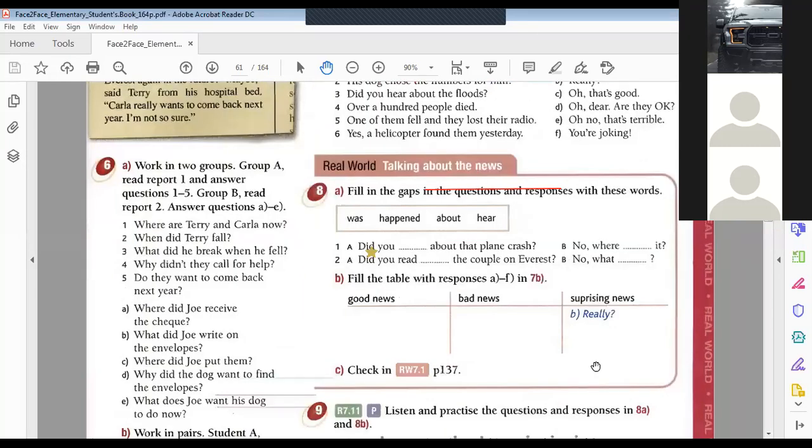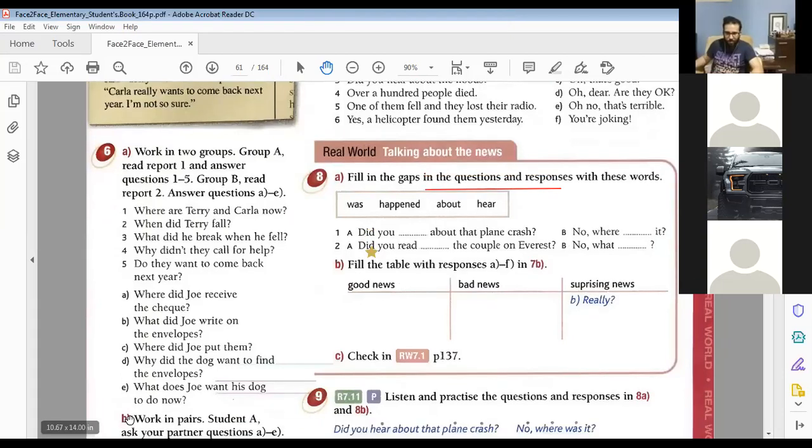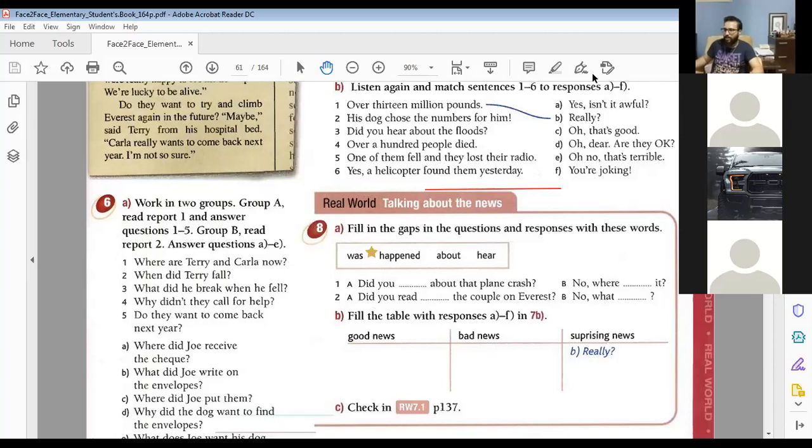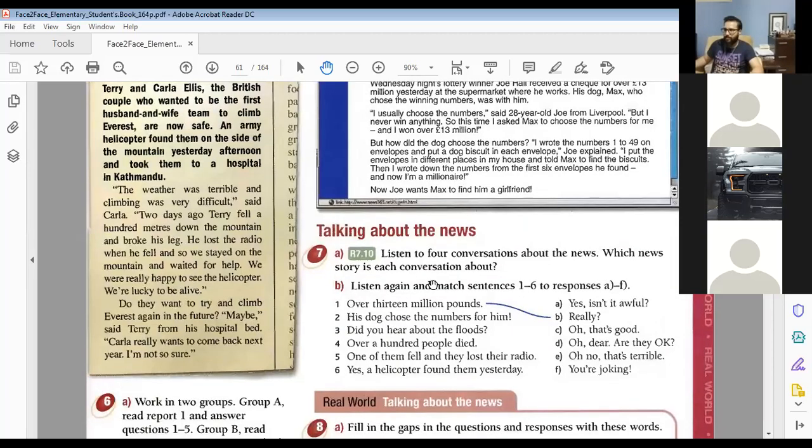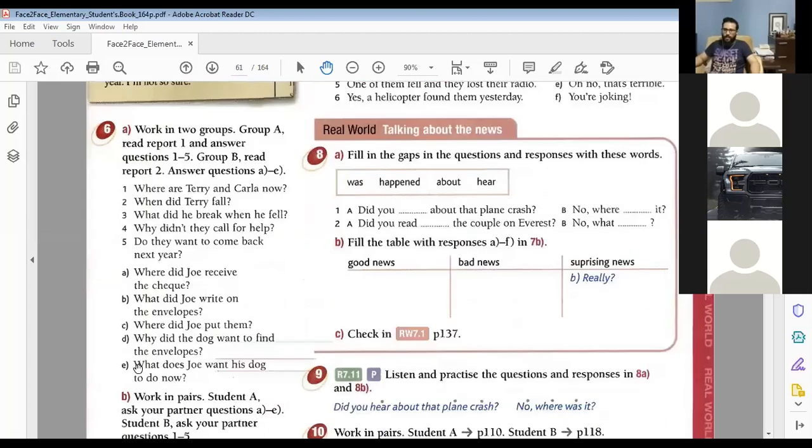Would you like to do the last question? What does Joe want his dog to do now? What does Joe want his dog to do now? Because he never wins anything. Okay, let's go back to the question. What does Joe want his dog to do now?